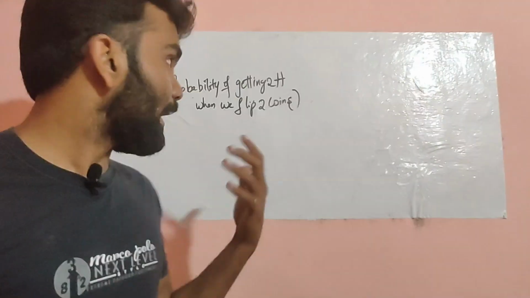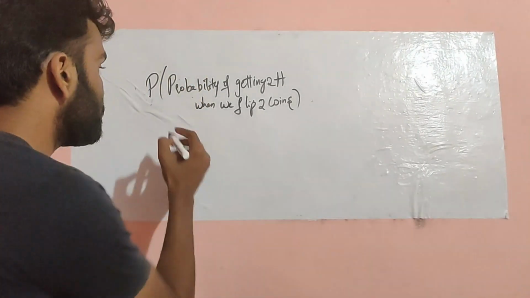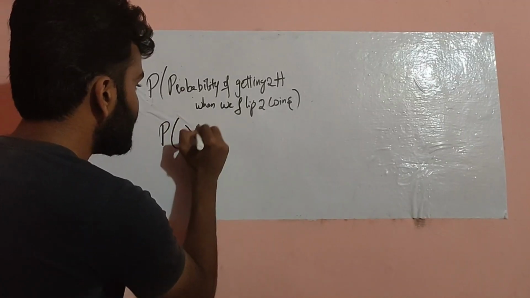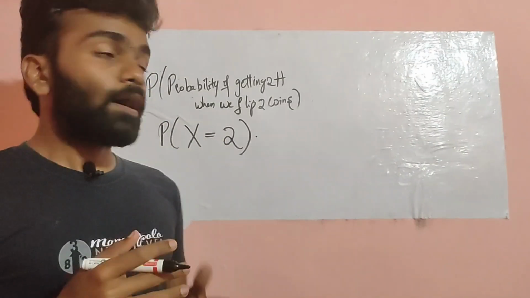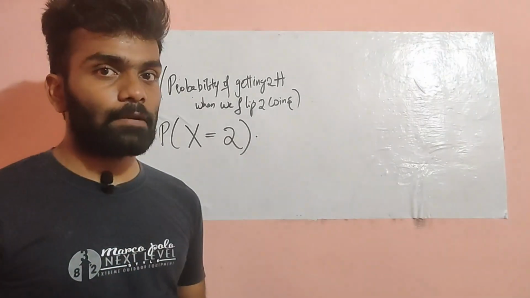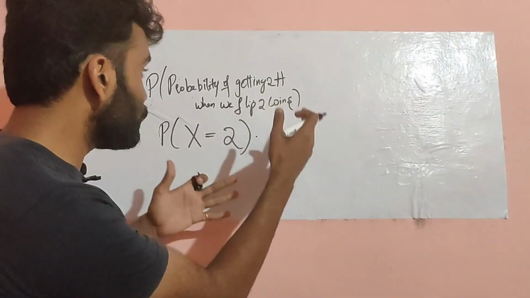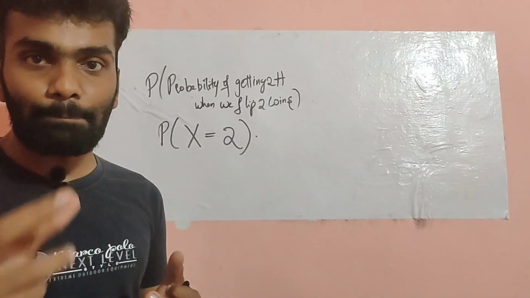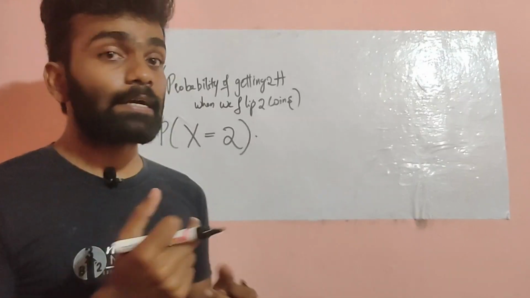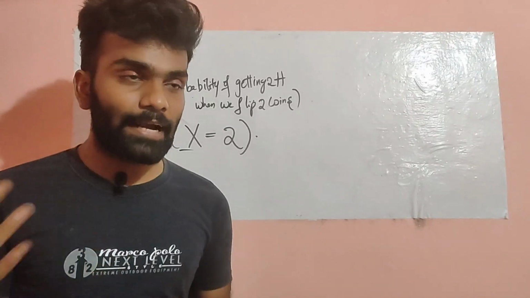Instead of writing that, you can easily represent that as P of X is equal to 2, right? So here X is a random variable. Instead of representing the probability of getting two heads when we flip two coins, to represent that complete event, we will just take this variable X. So that's the use of this random variable.